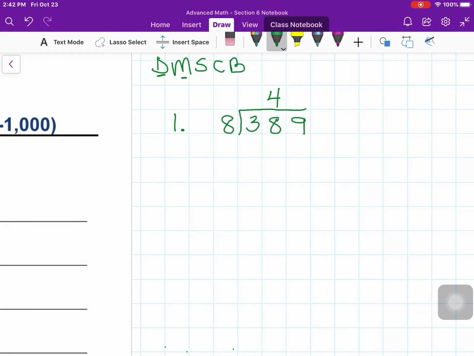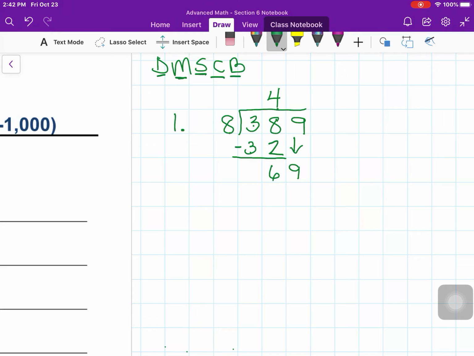Then we multiply, that's our next step. 4 times 8 is 32. Again, because we're on graph paper, only one number per box. It might make some of you write larger. Then we go to subtract, and so we say 8 minus 2 is 6. 3 minus 3 is 0. We check to make sure the 6 is smaller than the 8, and it is. We bring down the 9, and then we repeat the process.